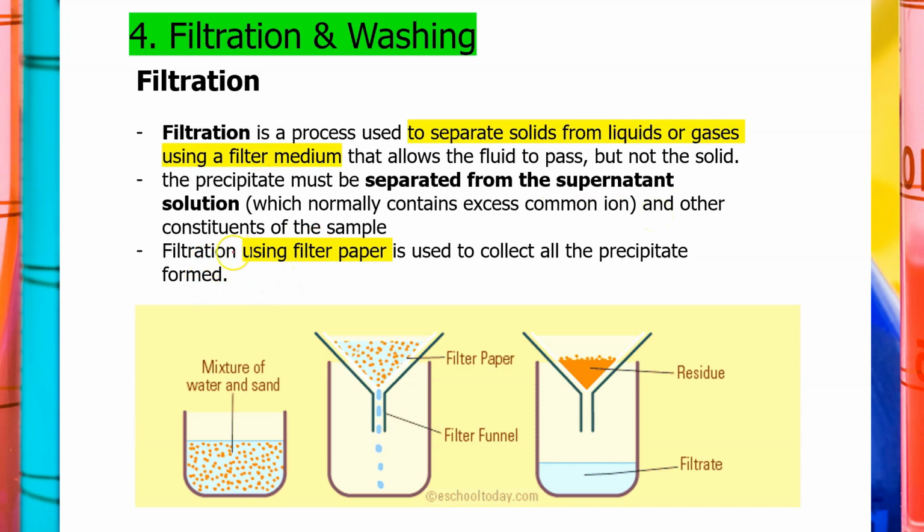Normally, filtration using filter paper is used to collect all the precipitate formed. Referring to these diagrams, a mixture of water and sand can be separated using filter paper in the filtration process. In this process, water will pass through the filter paper while the sand will remain on the surface of the filter paper, which we call the residue. And the water that passes through the filter paper, we call the filtrate.